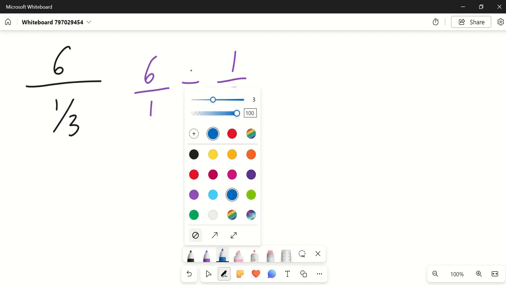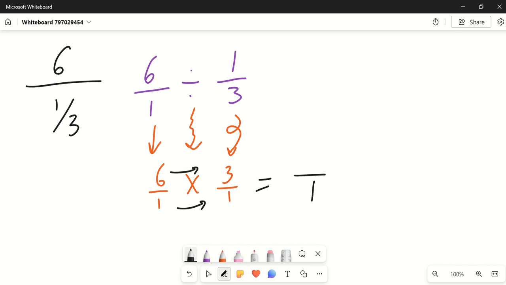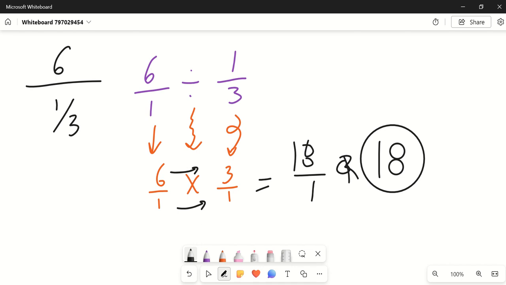We bring down our handy dandy arrows straight down, shake it up, flip it around. This will become 6 times 3 because the 2 1s on the bottom will just cancel out and make 1. 6 times 3 will be 18. 18/1 is the same thing as saying just 18. So my answer here would be 18.